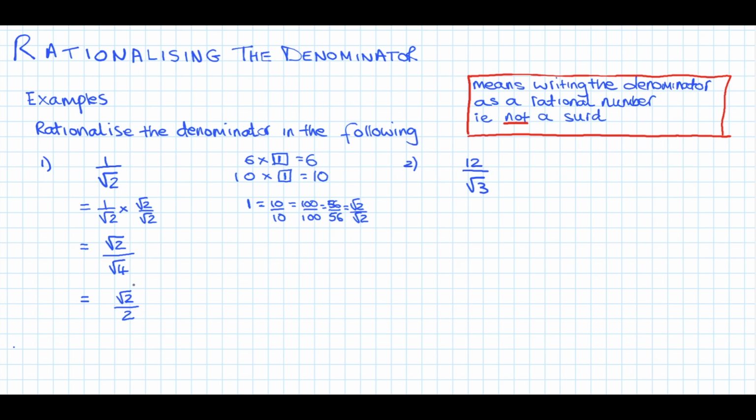Let's go through that one again. We looked at 1 upon root 2, and our denominator is a surd. It's root 2. Now we want to multiply by 1 so that we're not changing it. But because this is root 2, we want to write the 1 as root 2 over root 2. And then we end up with a denominator that's not a surd. Okay, let's do a second one.